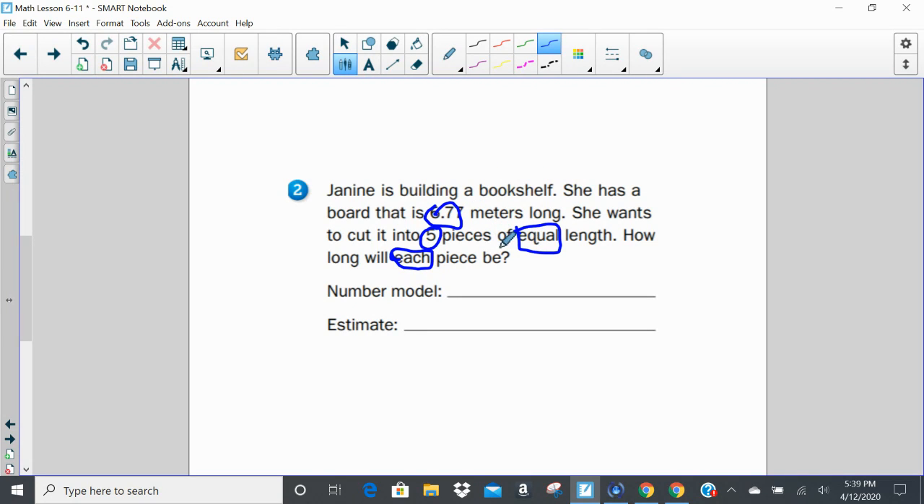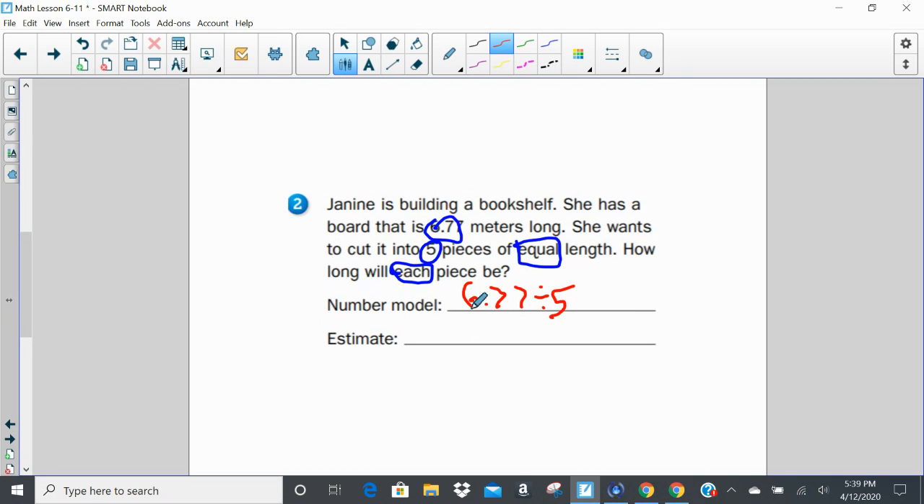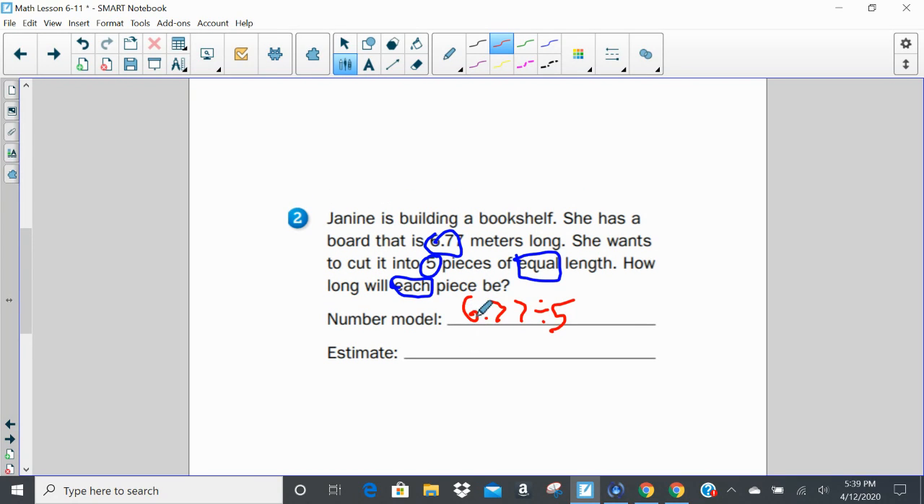How many total meters long is the board? It is 6.77 meters long, so that's going to be our dividend. And we are dividing by 5 pieces. We want to cut that piece of wood into 5 different pieces, but making them equal, right?